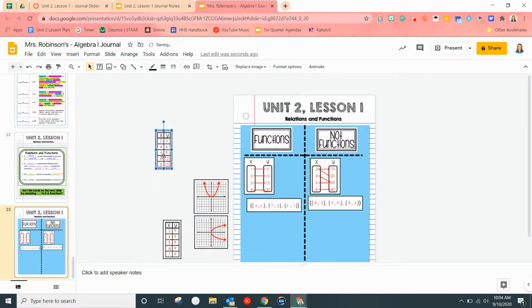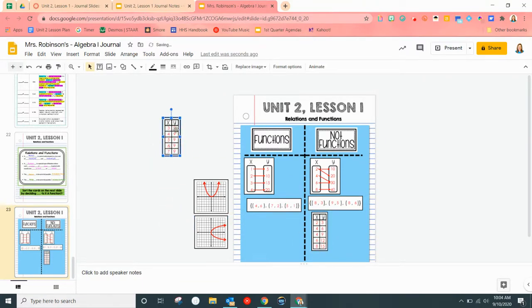Okay, so let's look over here. We've got 2 is paired with 3. 4 is paired with 6. Wait a second. 4 is also paired with 9. This x is cheating. It's got two outputs. Is not a function.